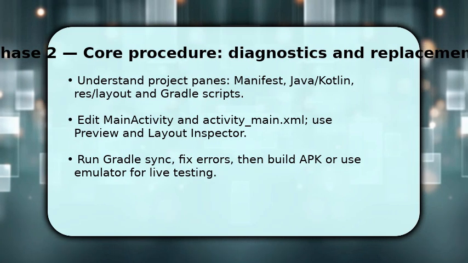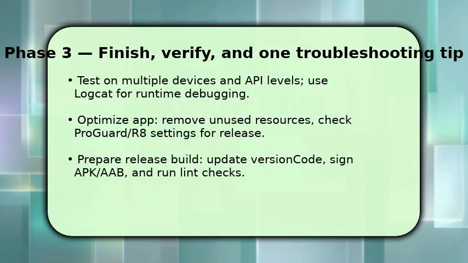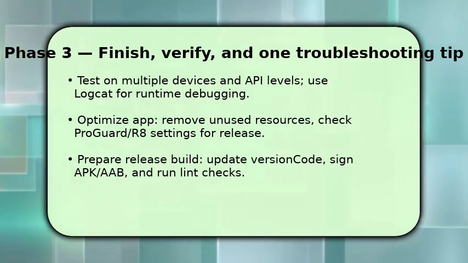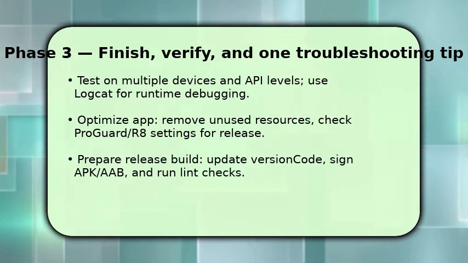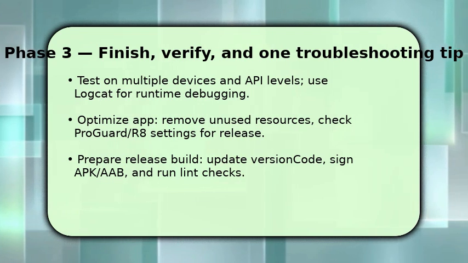To finish, run thorough testing. Install your build on different devices and API levels, and watch Logcat for exceptions so you can pinpoint failures. Once stable, optimize by removing unused resources and verifying ProGuard or R8 rules to avoid stripping needed code.